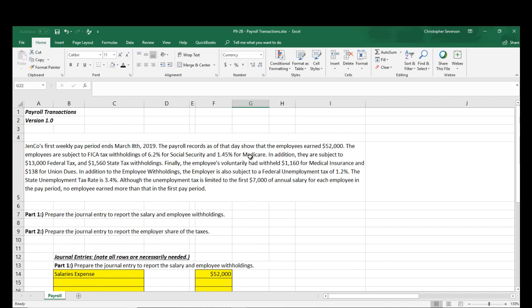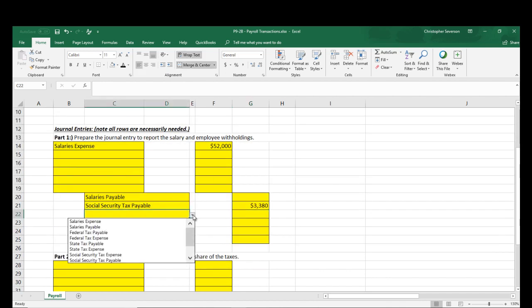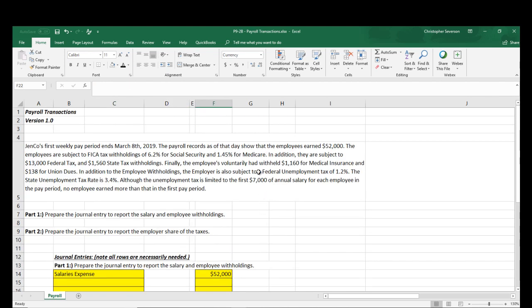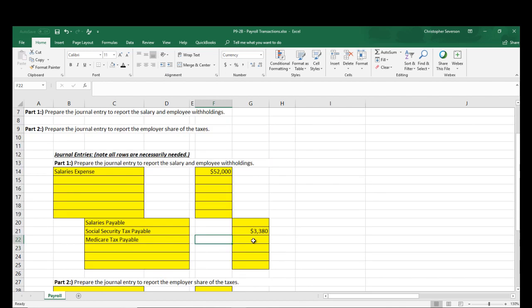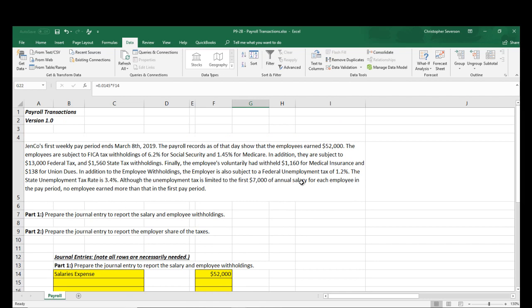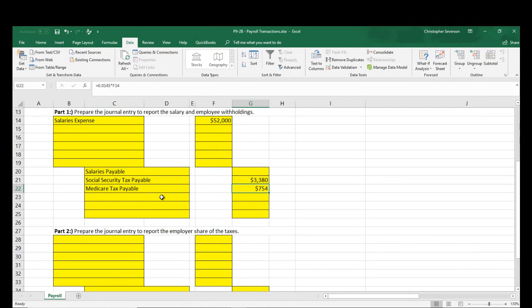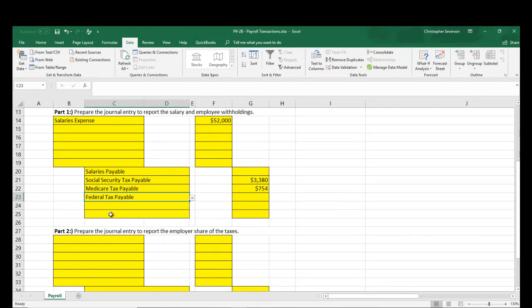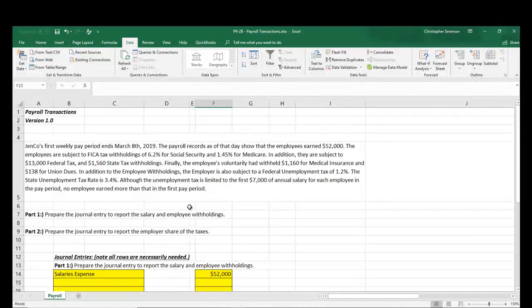The next one is Medicare payable. And that is 1.45%. And then if we go back up, that was Medicare tax payable. If we go down, we have federal tax payable. This is just the income tax. Again, it's a payable, and it's just an amount of $13,000.